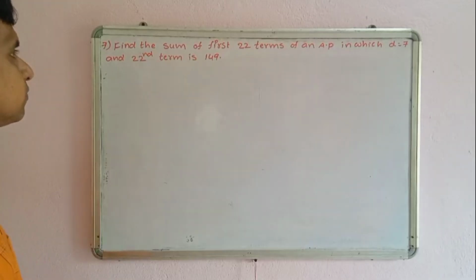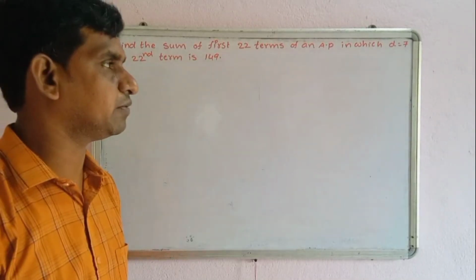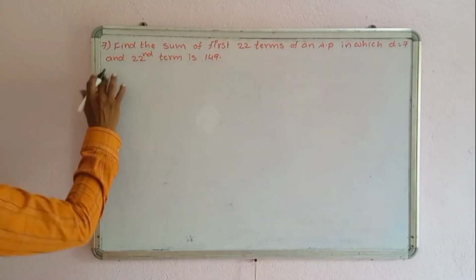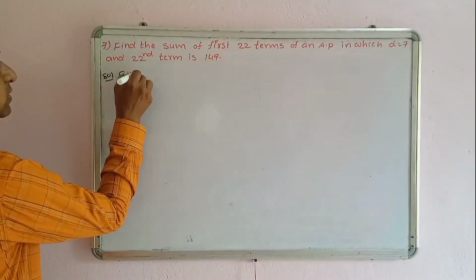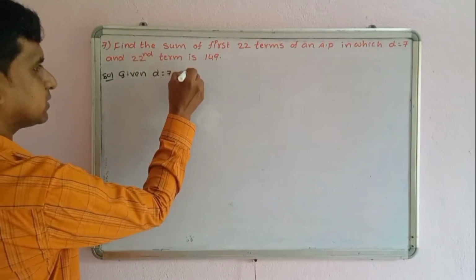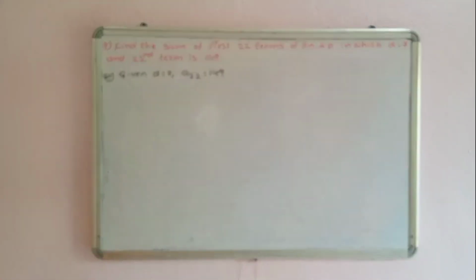Problem 7. Find the sum of first 22 terms of an AP in which d equals 7 and the 22nd term is 149. See, d is 7. So what is given first? Given d is 7. 22nd term, that means a22 is given, that is 149. Now we will find S22.